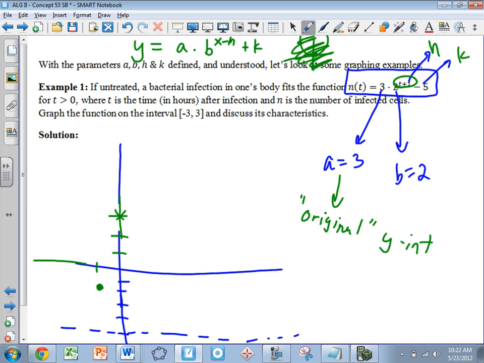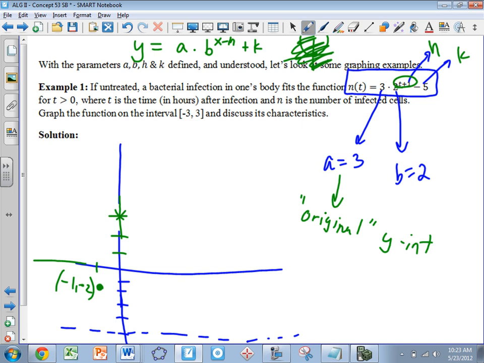Now another way you could have determined that point is just by plugging in -1 for x, because this point is clearly -1 comma -2. So if you plug in -1 for x, or in this case t, you will end up getting -2. So you can always just make a table of values and do it that way also.